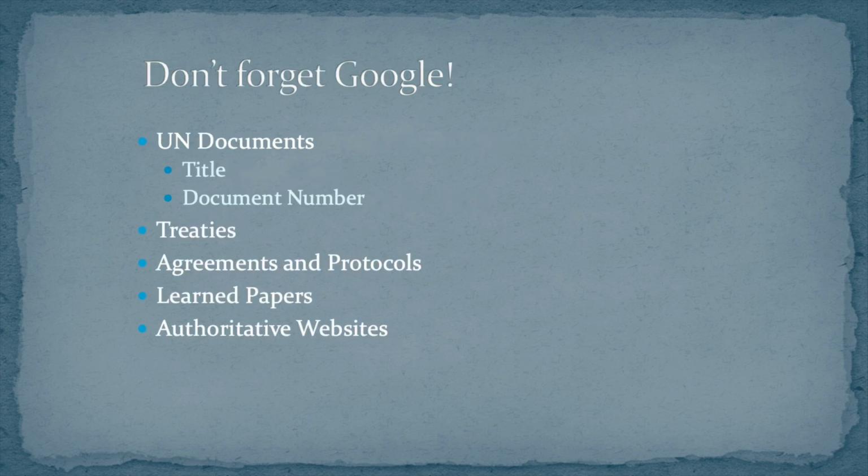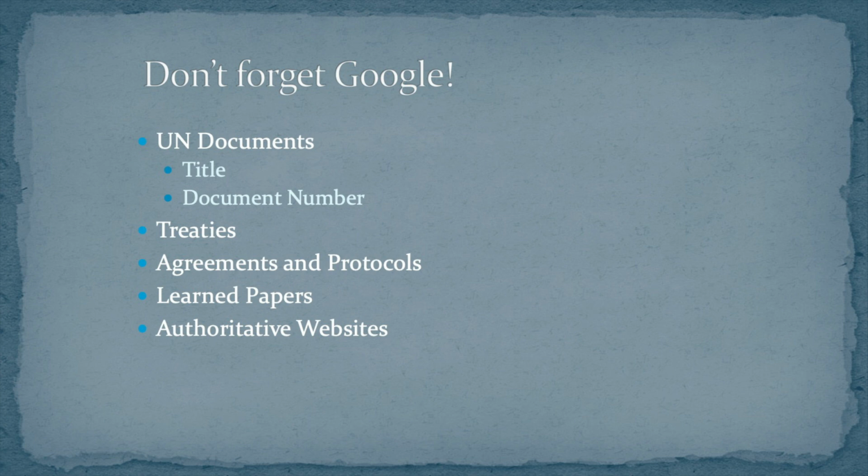Google is very important because if you're talking about a United Nations document, you can find the title, document number, and the treaties themselves. Be careful though, make sure you're looking at the version that you need. You can find other agreements and protocols, other learned papers, in other words white papers regarding maybe the creation of that treaty, the negotiation, the after effects of those treaties, and other authoritative websites. That's a lot of information out there for international treaties.